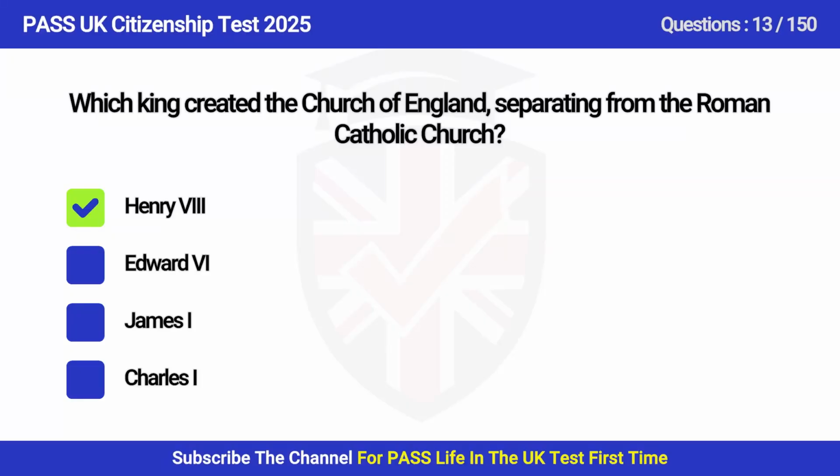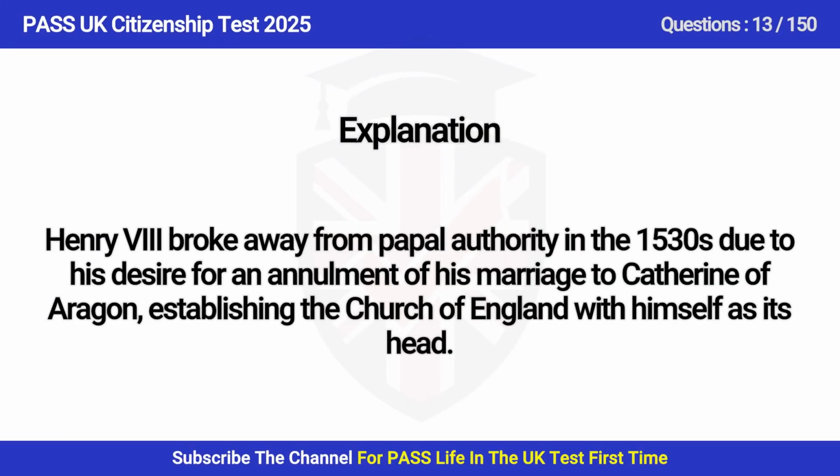Answer is A. Henry VIII. Henry broke away from papal authority due to his desire for an annulment of his marriage to Catherine of Aragon, establishing the Church of England with himself as its head.